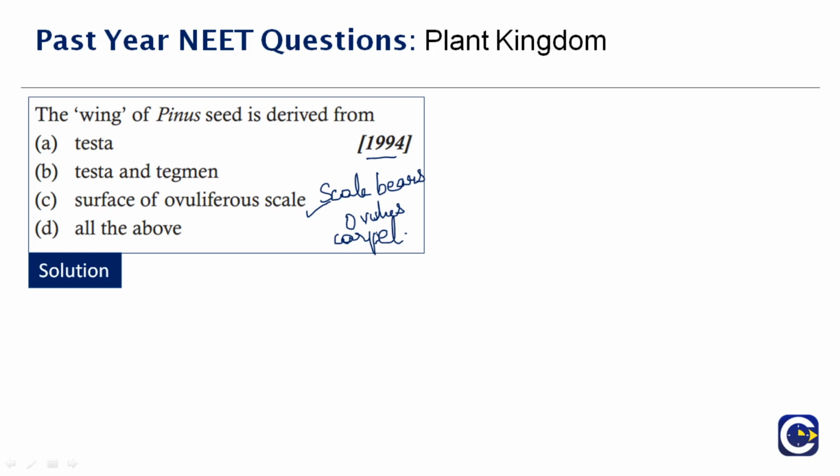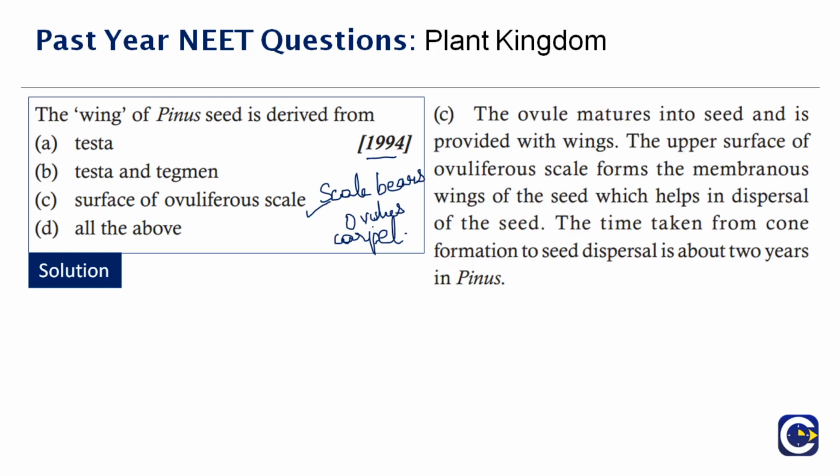So where is it derived from? If you see, it is not derived from testa or tegmen or any other surface. It is derived from the surface of the ovuloferous scale. Now this scale will bear ovules and seeds in the female cone of the conifer, and it is actually a highly specialized megasporophyll, and this is homologous in nature. Therefore the correct answer to this question is option C, surface of ovuloferous scale. I told you what is ovuloferous scale also. It is the scale that bears ovules and then seeds.